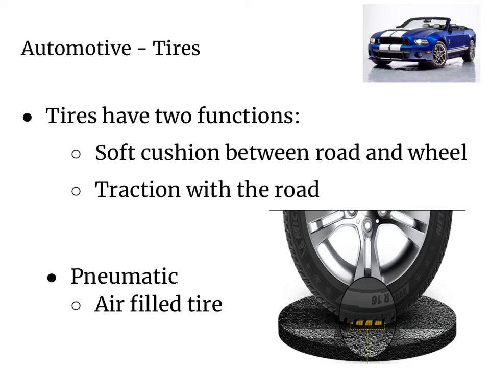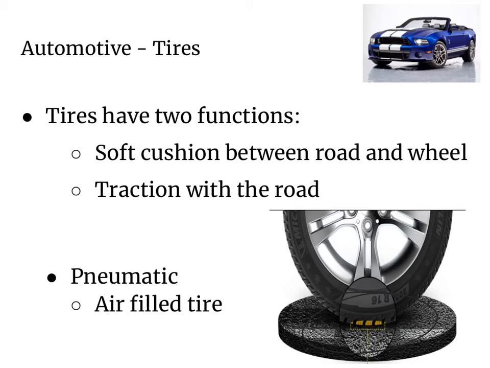Automotive tires have two functions. One, they're a soft cushion between the road and the wheel, and two, they provide traction with the road. Tires have to transmit the driving, braking, and cornering forces to the road in both good and bad weather. Tires also have to be considerably strong because we don't want them to pop when we're driving down the road. Traction is important, and in a little picture you can actually see what little part of the tire actually contacts the road at one time.